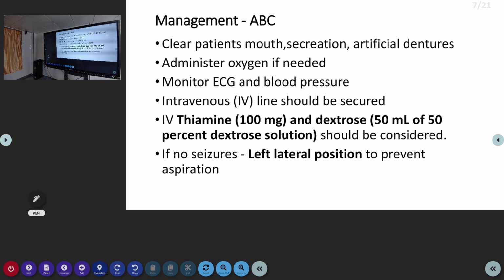Now, management is very important. Whenever we get a patient who is having continuous seizures, clear the patient's mouth. A lot of secretions will be there, aspiration danger will be there. So, you have to remove that, you have to clear the secretions. These things are very, very important in managing a seizure patient. Administer oxygen only if needed. Many patients can have hypoxemia, so oxygen should be available.